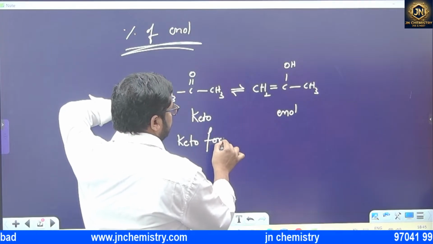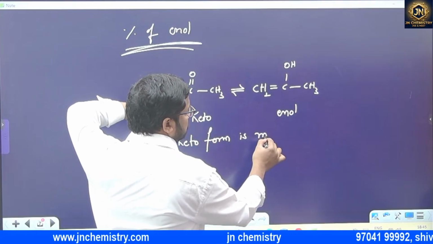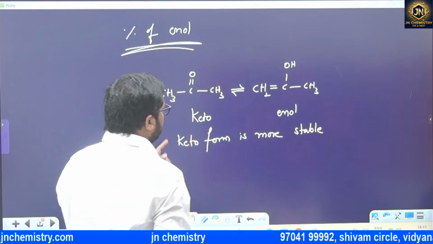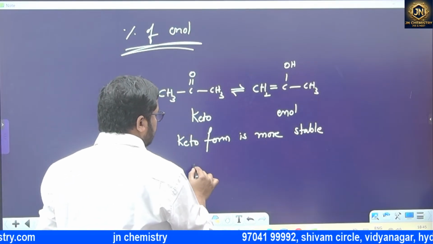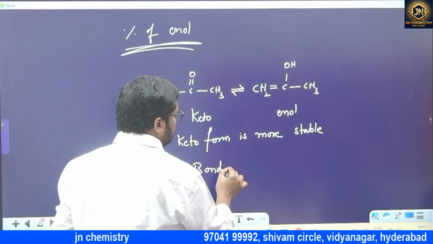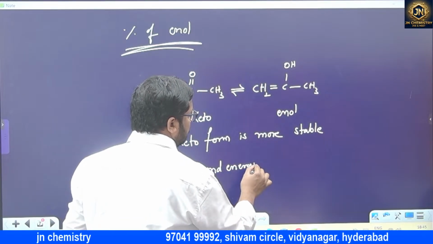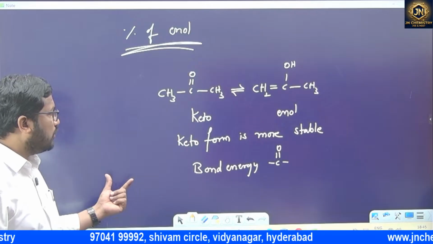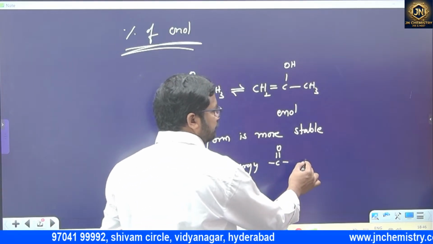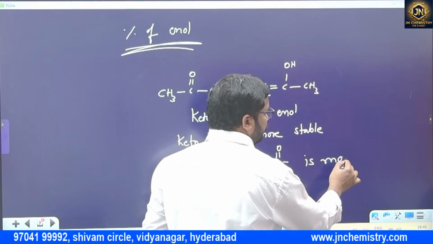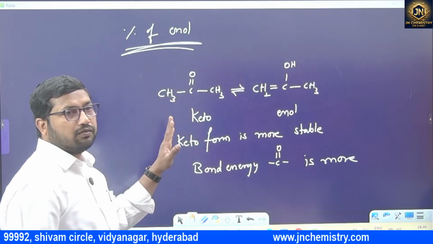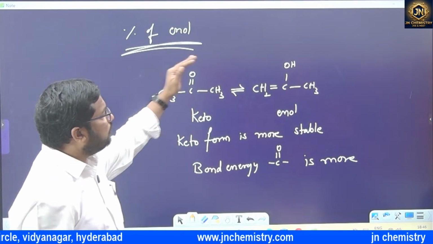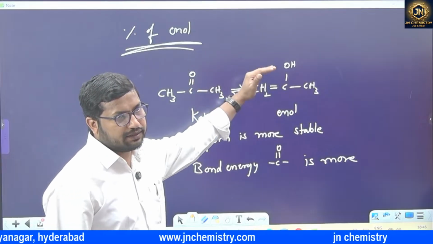Keto form is more stable because the bond energy of C double bond O is more. Bond energy means for breaking, more energy is required, which means the forward reaction won't take place.